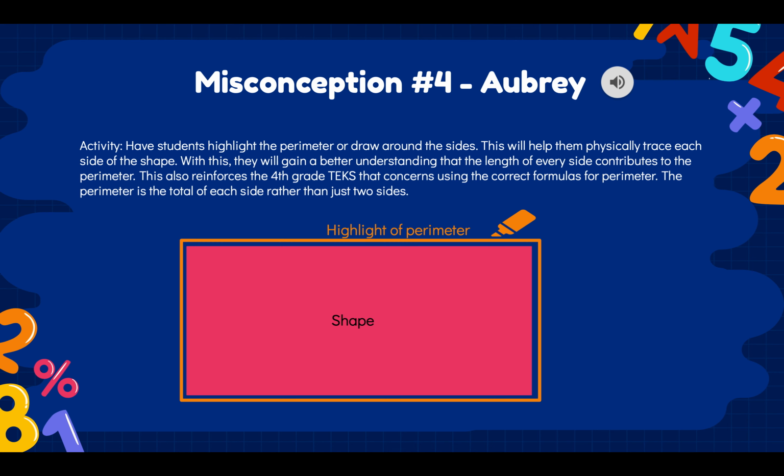And then an activity that went with it that the textbook provided, and I did a little illustration at the bottom about it, was to have the students highlight the perimeter or draw around the sides. And I said this will help them physically trace each side of the shape. With this, they will gain a better understanding that the length of every side contributes to the perimeter. And this goes along with the TEKS that concern using the correct formulas for perimeter, because students have to go and trace each side, and that relates to the formula to find the perimeter.